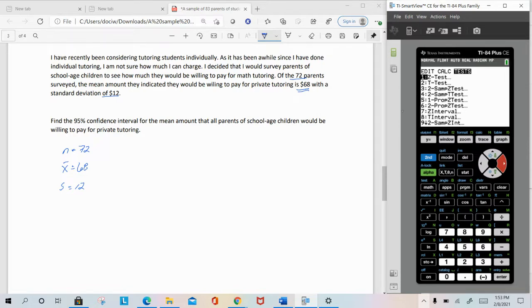Had we been able to determine that 12 was sigma, the standard deviation for the entire population, we would use number 7, and I'm going to go there. Notice that in number 7, under the stats, the calculator asks for sigma. Since we don't know sigma, that's our indication that it's actually number 8, the T interval, that we want to use. And again, notice it asks for S.